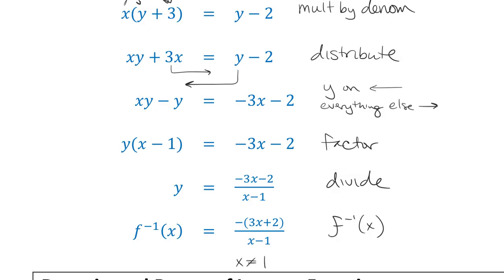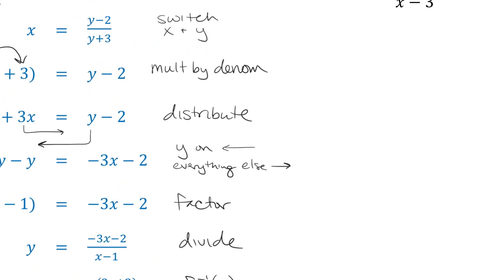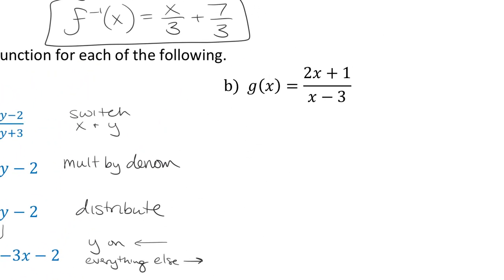Y'all ready to try one together? We have the steps written down. We know exactly what our goal is. We're going to find the inverse of this rational function, g of x equal to 2x plus 1 over x minus 3. What's the first thing I should do?